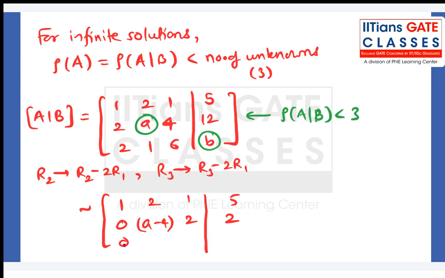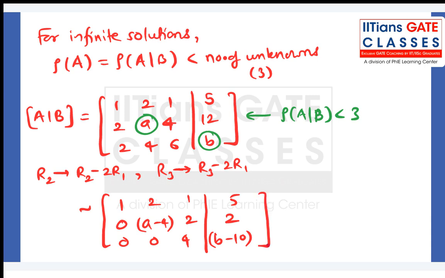One second. Did I do any typo or something? Let me just check. 1 2 1 2a4 2 4 6. It is 4 here. Yeah. So then 4 minus 4 is 0. This will be 6 minus 2, 4, and here it will be B minus 10.